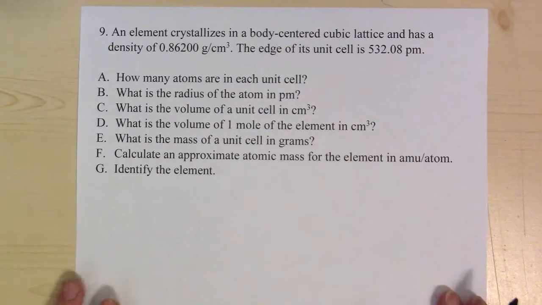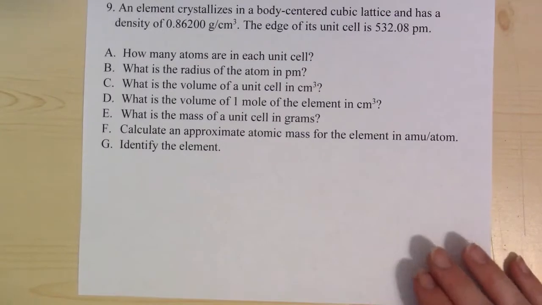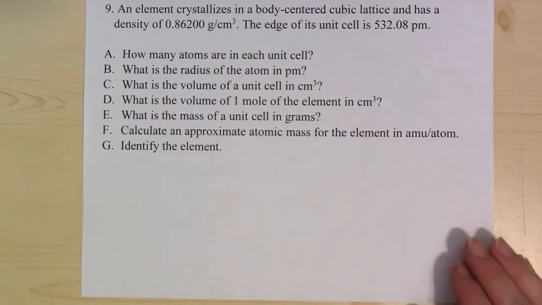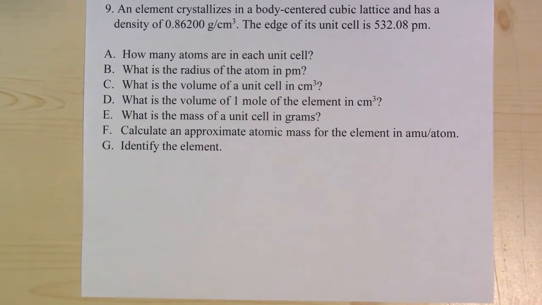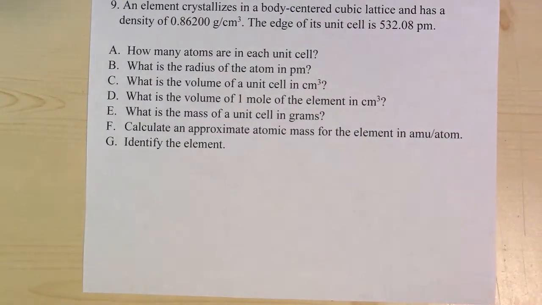Moving to problem number 9. It says an element crystallizes in a body-centered cubic lattice and has a density of 0.86200 grams per cubic centimeter. The edge of its unit cell is 532.08 picometers. So there's a couple different parts to this question. So the first is how many atoms are in each unit cell. So here it says that it's a body-centered cubic unit cell.